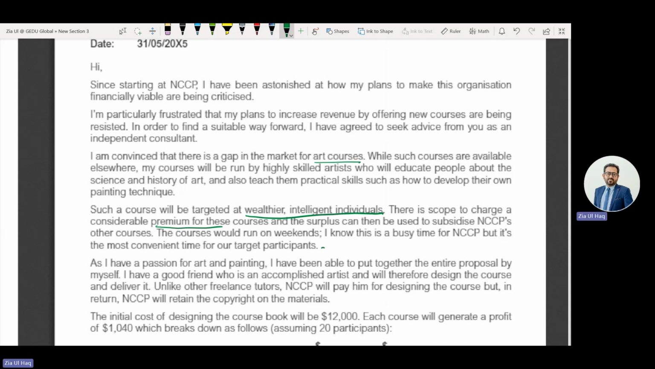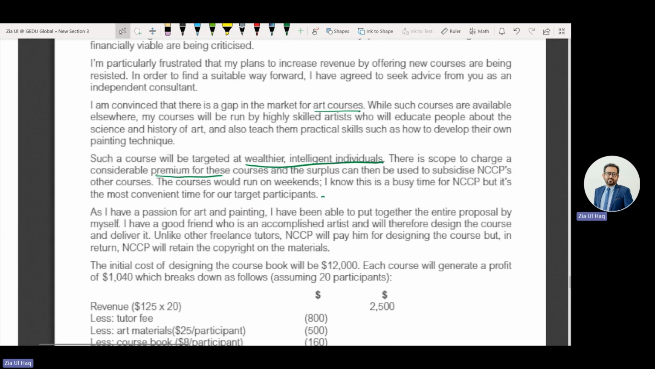And I know that is a busy time, but it's the most convenient time for our target participants, as I have a passion for art and painting. Why am I going to introduce this course? Because I have a passion for this. I have been able to put together the entire proposal by myself. I have a good friend who is an accomplished artist and will therefore design the course and deliver it.